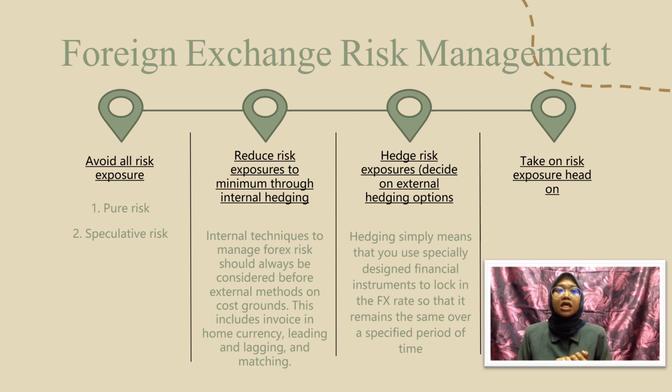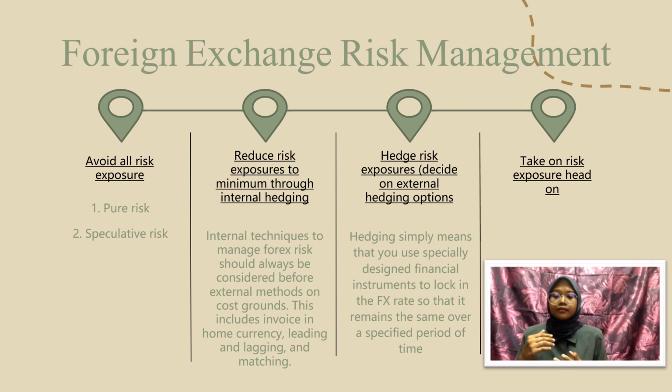There are two categories of risk, which are pure risk and speculative risk. The second one is we need to reduce risk exposure to a minimum through internal hedging. Internal techniques to manage forex risk should always be considered before external methods on cost grounds. Internal hedging methods are those available within the business itself. They can be cheap and relatively straightforward. These include invoicing in home currency, leading and lagging, and also matching.